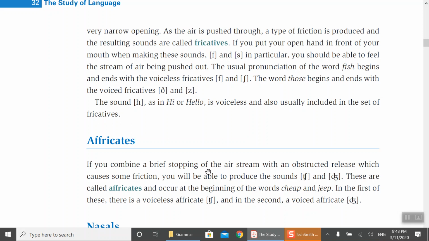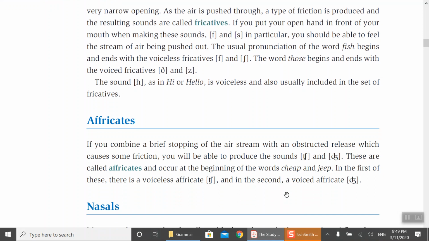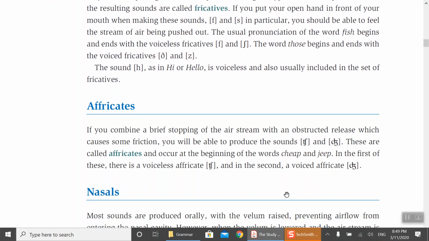Affricates. If you combine a brief stopping of the airstream with a slow release which causes some friction, you will be able to produce the sound ch, because it gives us t and sh combined. These are called affricates and occur at the beginning of words like cheap. It means you have a stop plus friction.